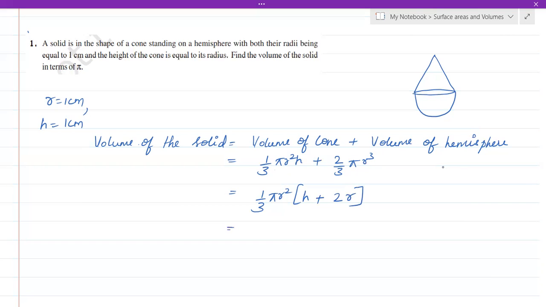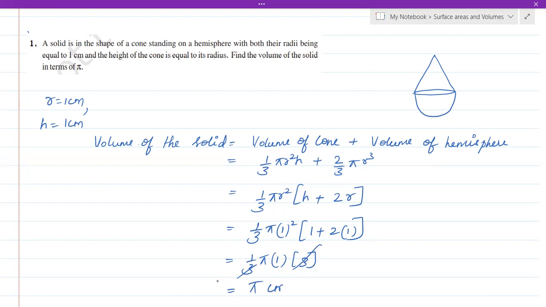Now let's not substitute the value of pi because we need the answer in terms of pi. So let's keep pi as it is. What is the value of r? It is 1 square. And what is the value of h? It is 1 plus 2 into, what is the value of r? That is also 1. Now in the next line, 1 by 3 pi, 1 square is 1, 1 plus 2 into 1 is 2, 1 plus 2 is 3. So this 3 and this 3 get cancelled. Pi into 1 is pi. Therefore, it is pi centimeter cube. That's the volume of the solid that is required.